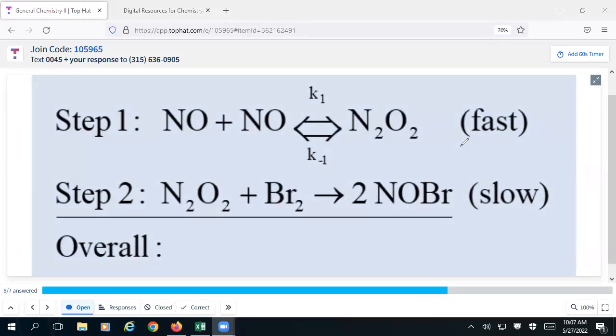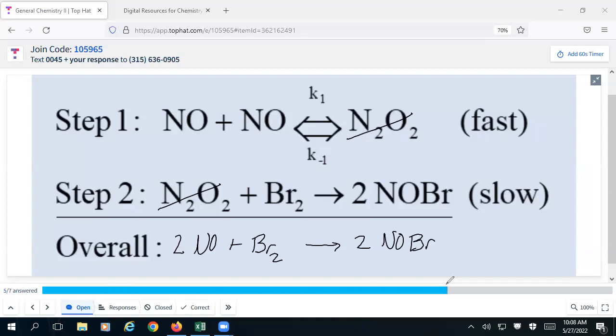All right, so for the first part, just the overall, we're just adding these two equations together. Since there are only two equations, it should be relatively easy to see that the N2O2s are going to cancel out. We'll end up with 2NO plus Br2 makes 2NOBr. So that's the first part.